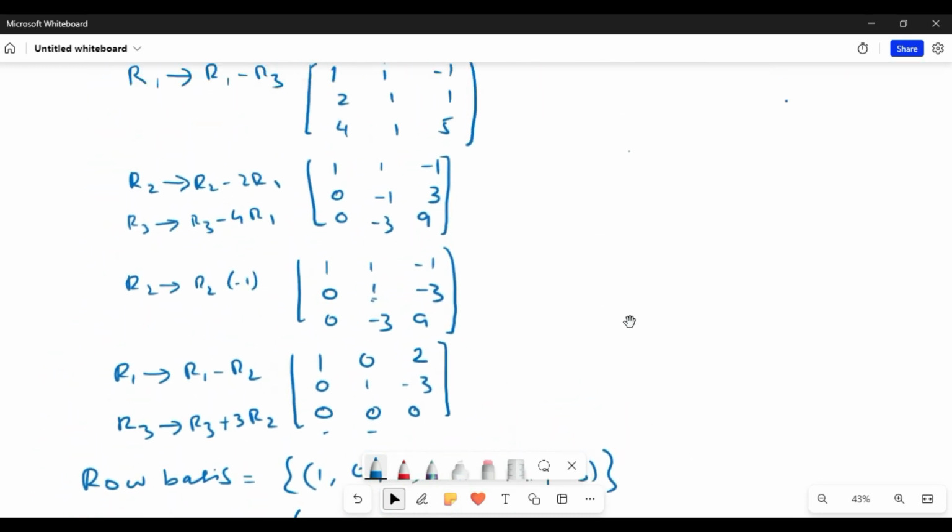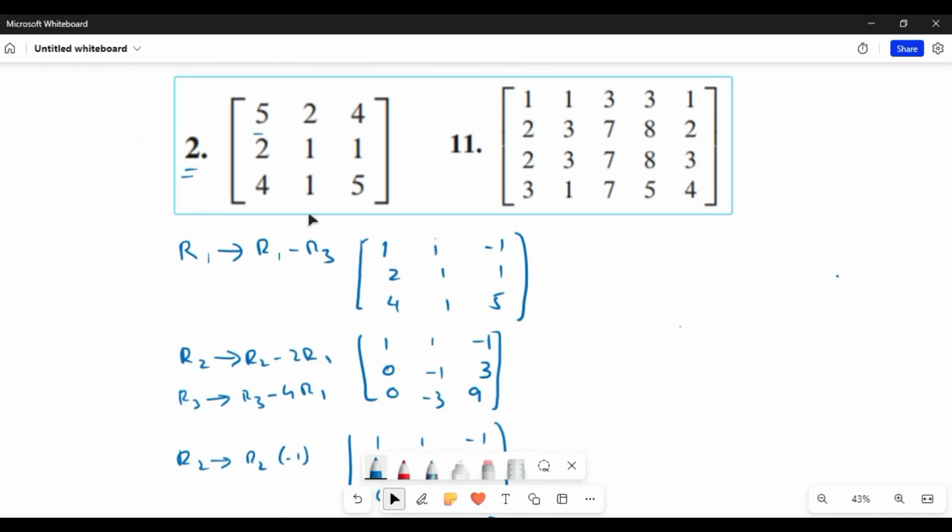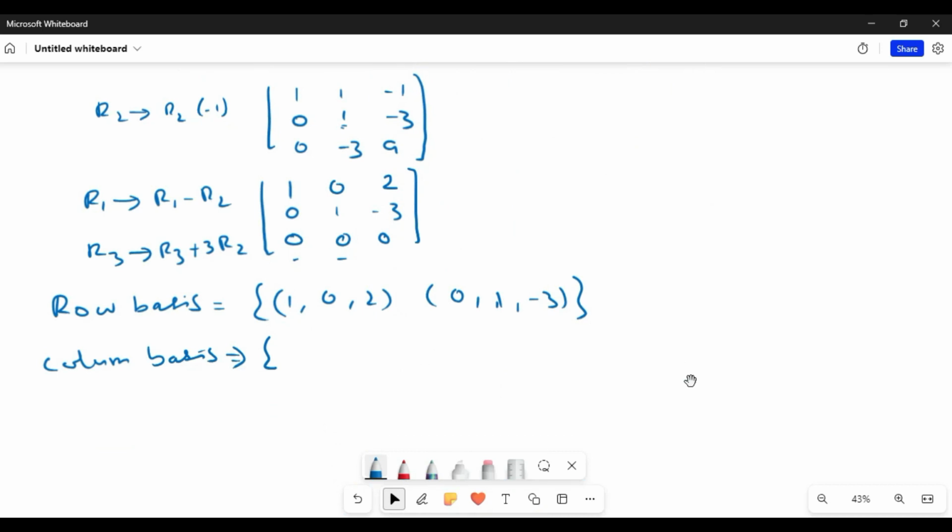So the first column is 5 2 4, and the second column is 2 1 1. That will span a subspace of R^3, right? So our column basis will be 5 2 4 and 2 1 1. So the row basis has two elements, and the column basis has two elements.